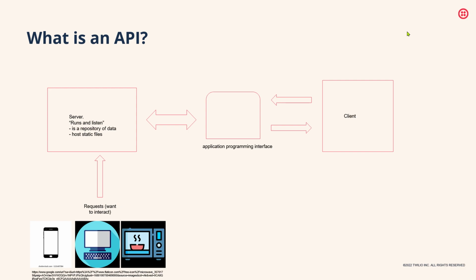We have two actors. One is the server, the other one is the client. The client makes requests. Also, it takes the data or the responses that the application programming interface is providing, but also that information is saved in a server, which in other words is a repository of the data that we want to retrieve. It will also work by hosting static files, hosting also the databases.